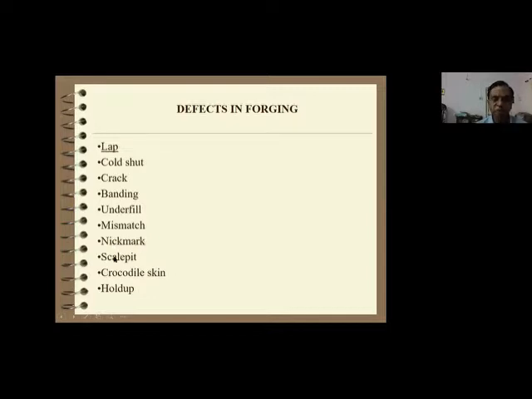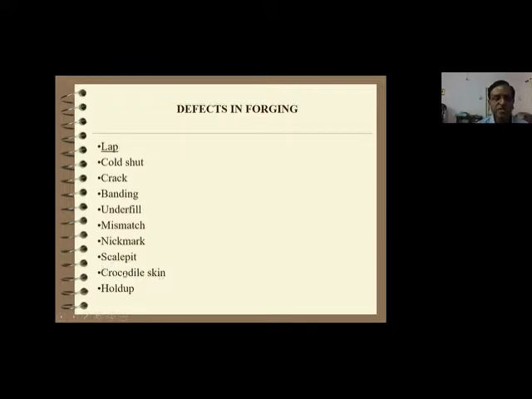Then the scale pit. During forging, whatever scale formation is there, normally that is getting blown off by the blower over there. Normally on the top die, that scale blowing takes place successfully and efficiently, but in the bottom die sometimes it is very difficult to remove the scale, and that gets trapped over there, and that gets adhered to the component. And if that is very thick and it gets embedded in the component, then the surface of the component becomes very rough, and normally it is not acceptable.